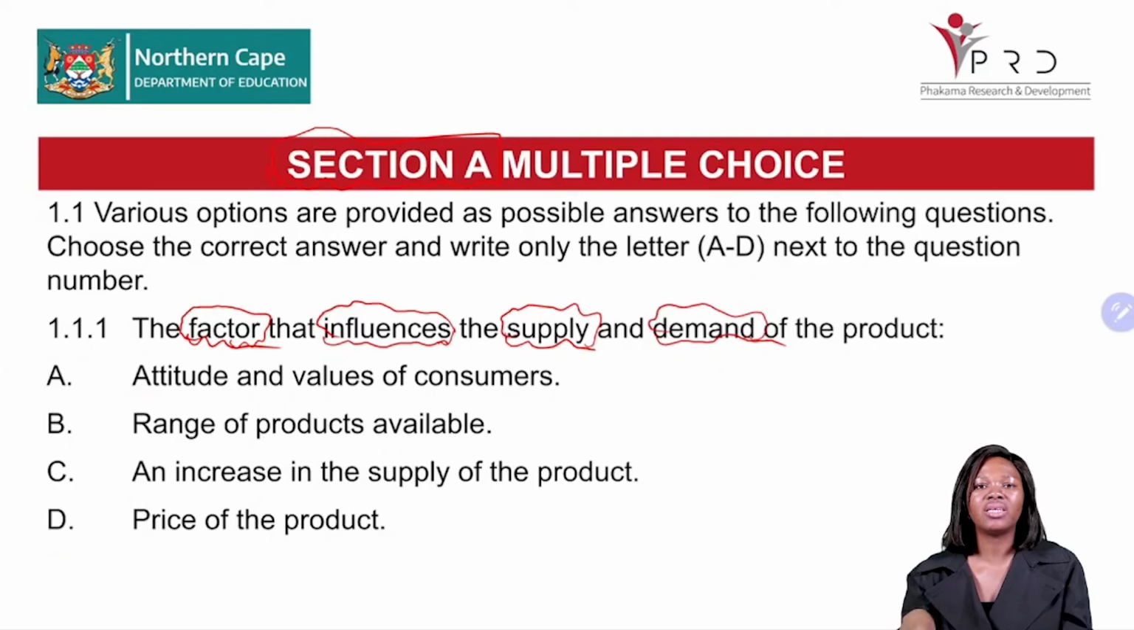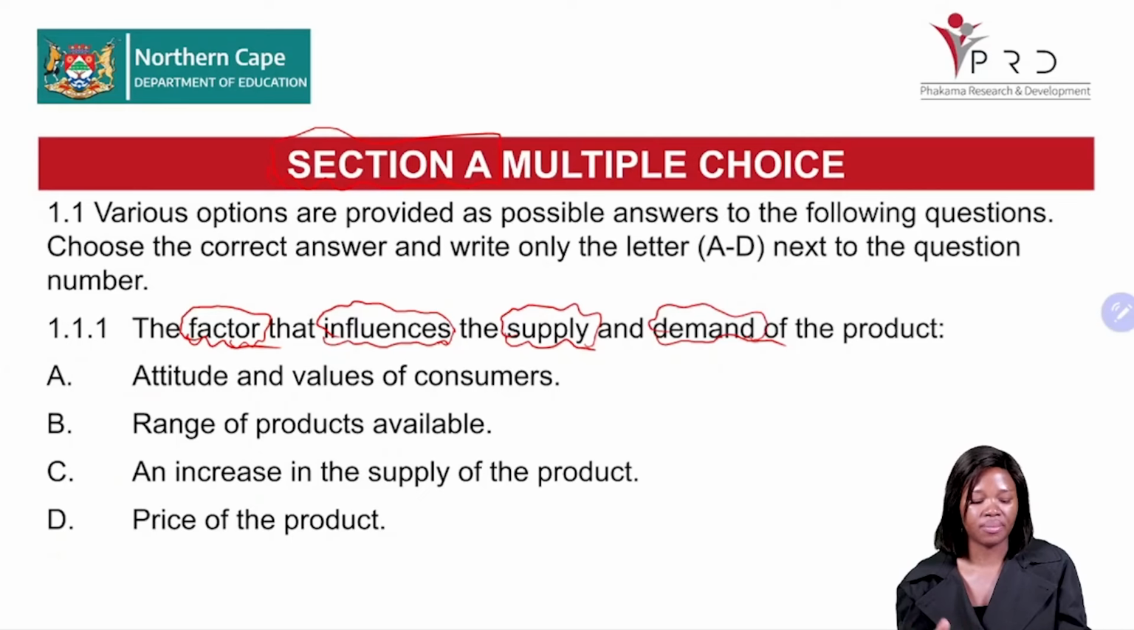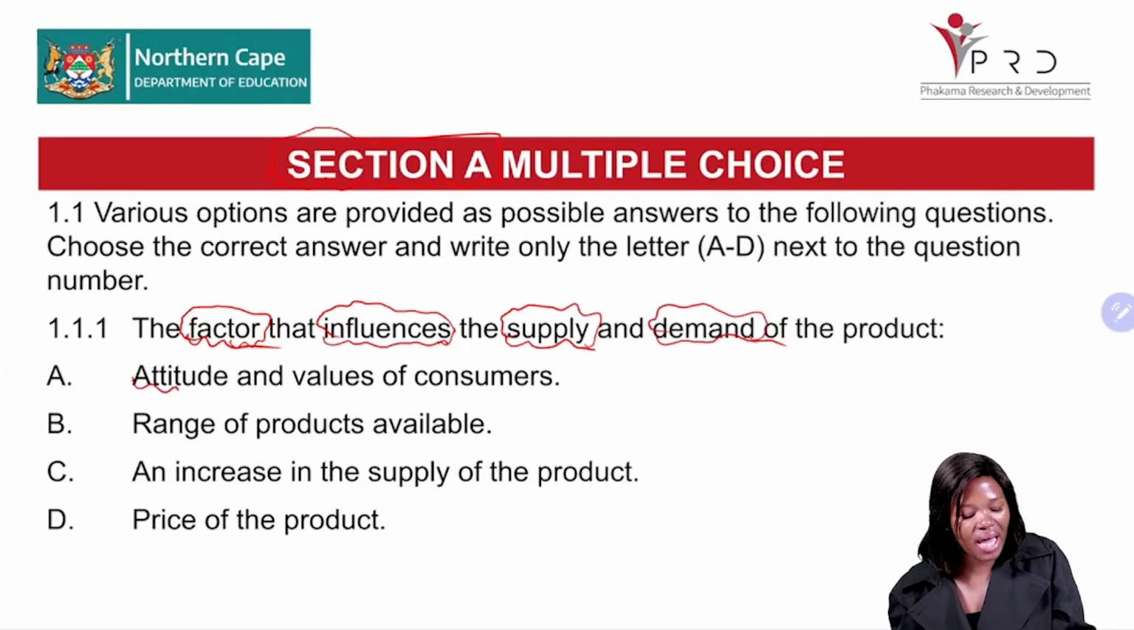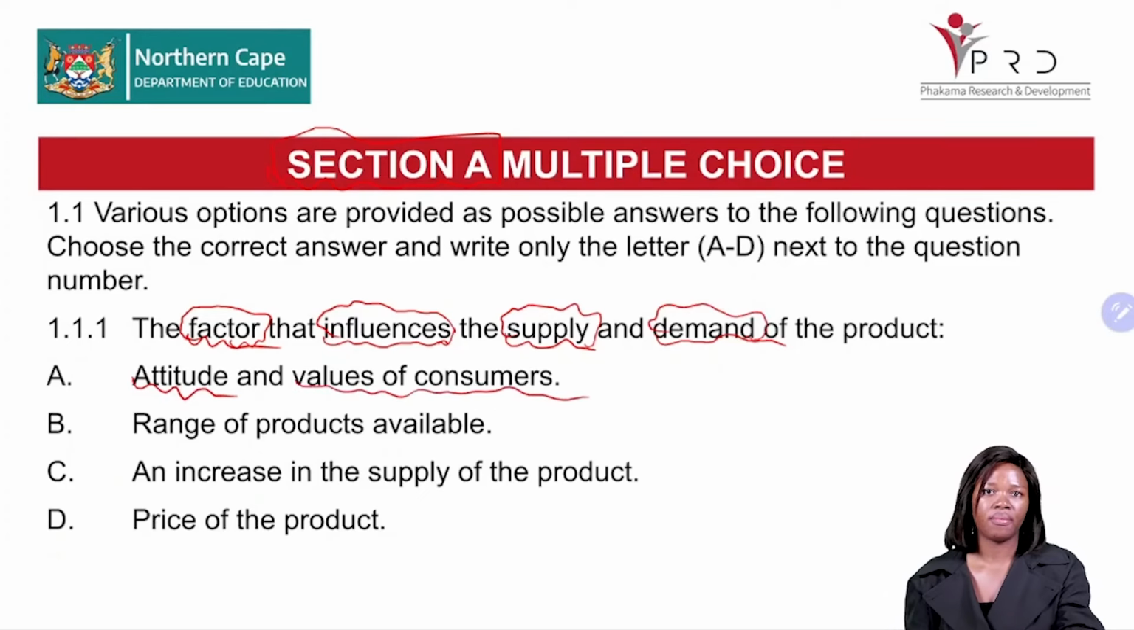And once you are done going through the options, you can go back to the description and answer. And then by that time, you will be able to choose the correct answer. Now, let us look at the options. Now, option A, we are speaking of the attitude and values of consumers.